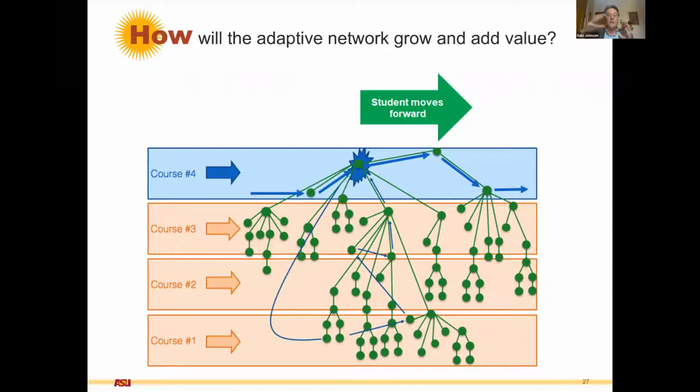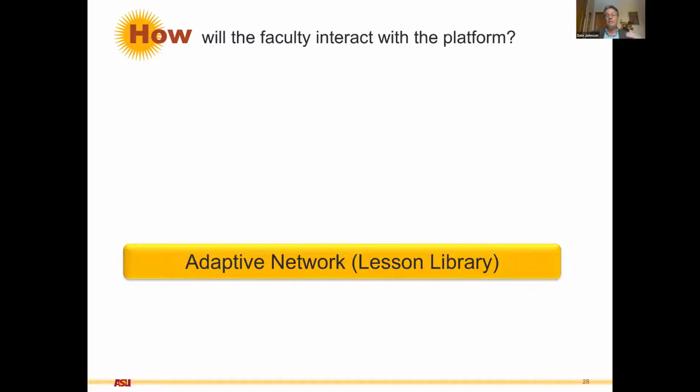So you have to start thinking about the world in 3 dimensions, and we have to break out of that 2-dimensional plane that we've been using forever in our syllabus model. The adaptive network really starts as the core for faculty. This is where they can lay out their syllabus.